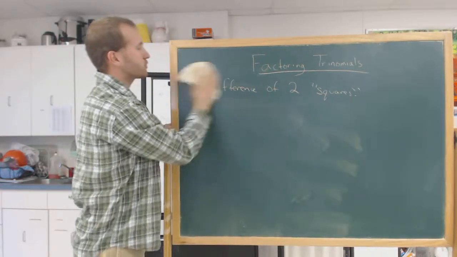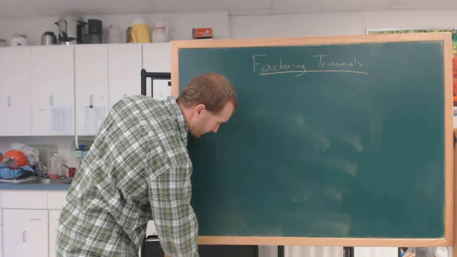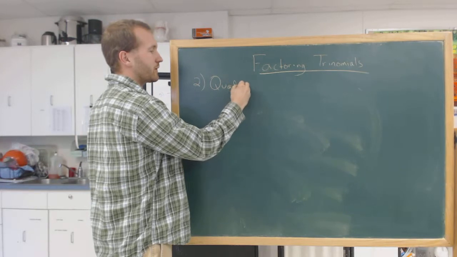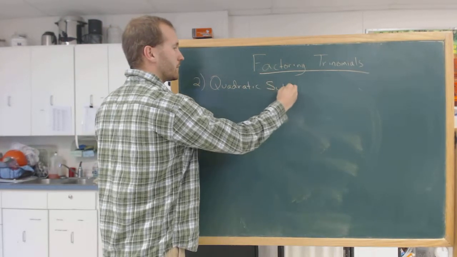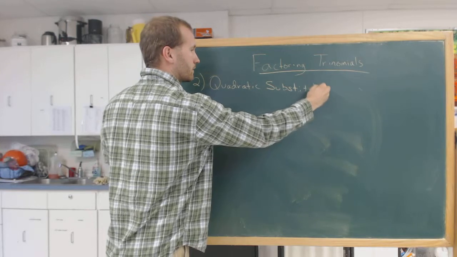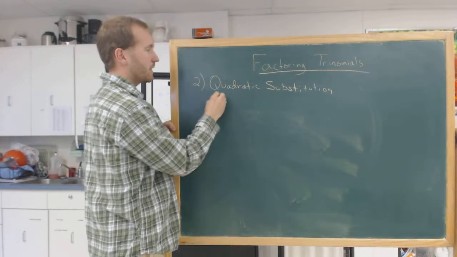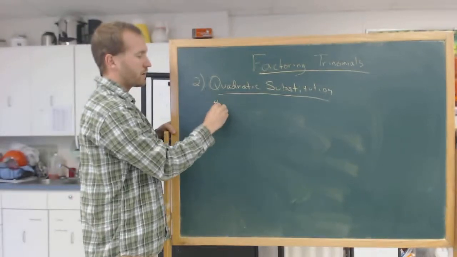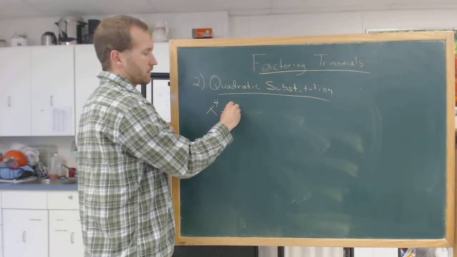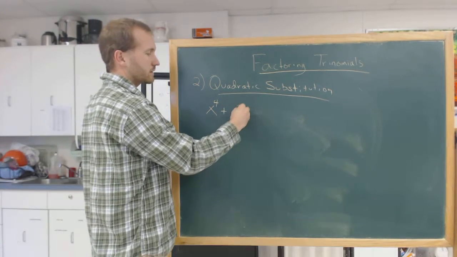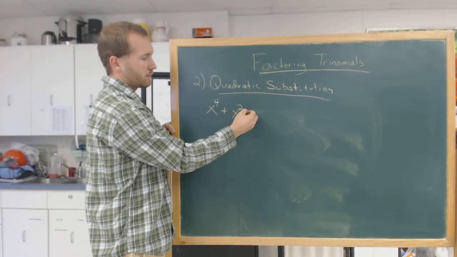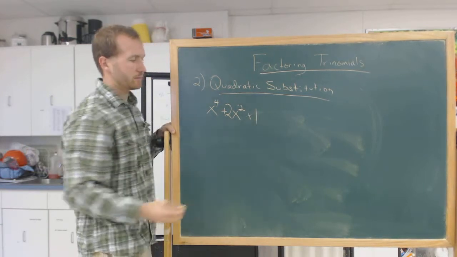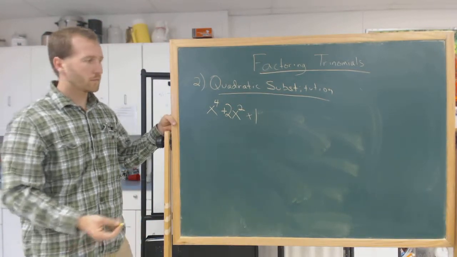One other quick trick that we talked about is, I'm going to call it quadratic substitution. I don't know if there's a technical term for this or not. Quadratic substitution. This is when I have a problem like this. x to the 4th plus 2x squared plus 1.